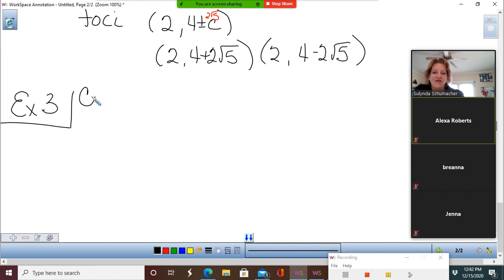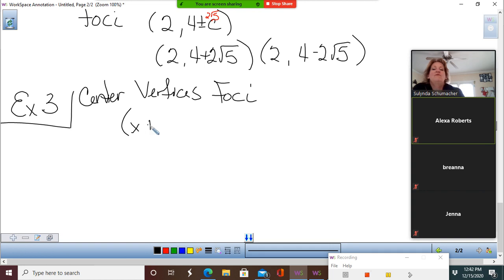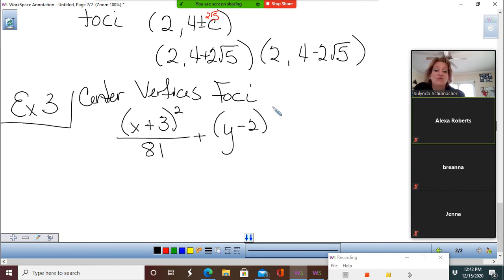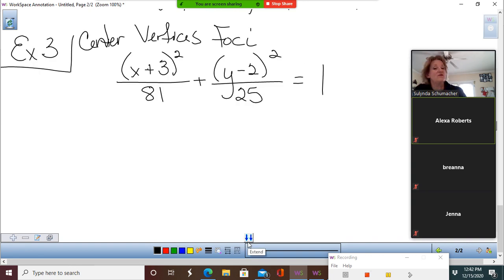All right, and again, I want you to find your center, your vertices, and your foci. All right, let's say I have (x + 3)² over 81 plus (y − 2)² over 25 equals 1. There are a few different ways to approach it. Why don't we try this one a little bit differently, and you guys can tell me which way you like better. Let's just start by detailing what we have.